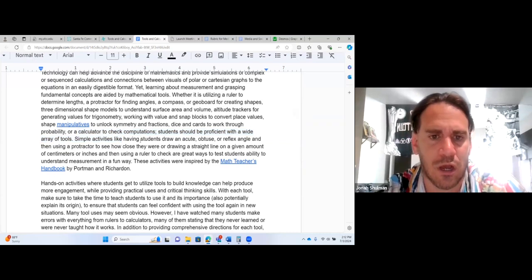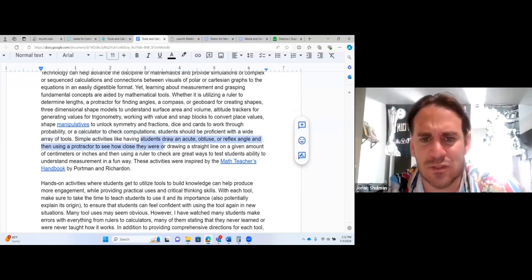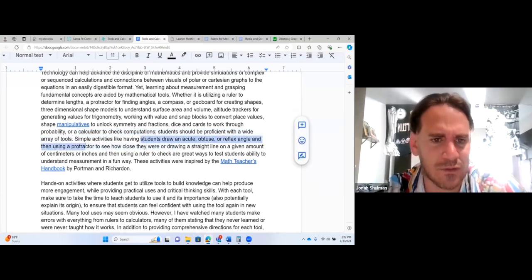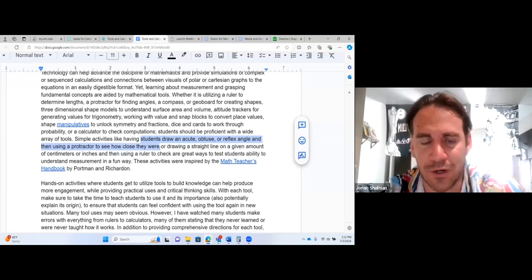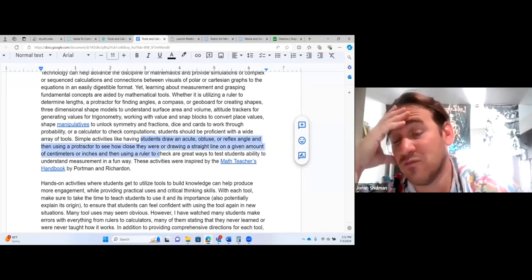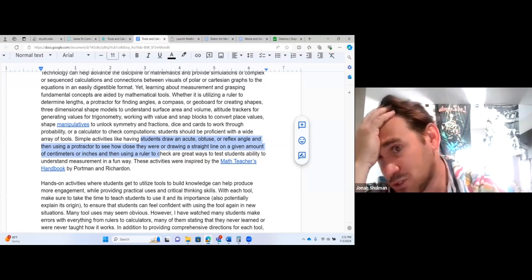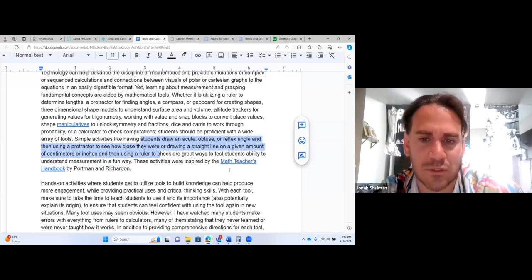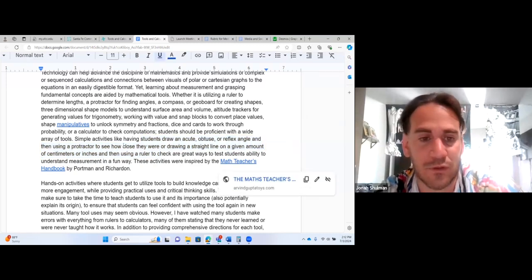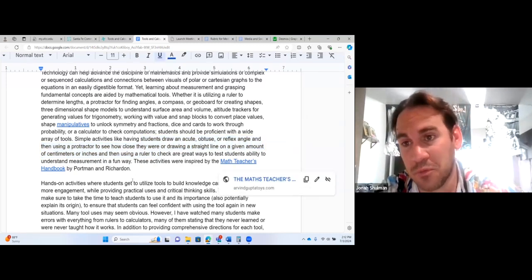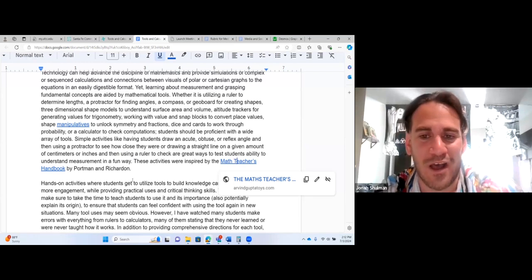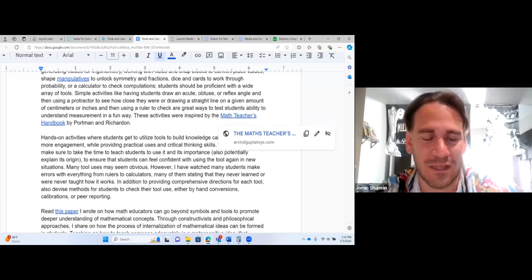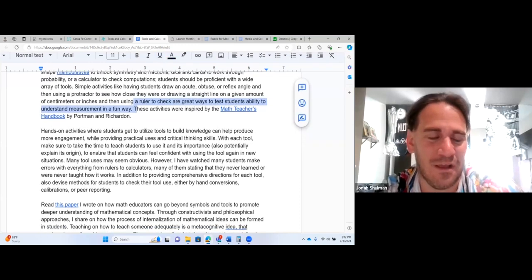So simple activities like having students draw acute, obtuse, or reflex angles, then using a protractor to see how close they were, or drawing a straight line. Oh, the other one is like, draw a straight line. Who can give me 3.2 centimeters? Have them all draw the line and measure them. I was inspired by the Math Teacher's Handbook for those, which I thought was great. I'm always going to shout people out because I'm trying to make a handbook myself for people who do it better. So they gave me the idea for the ruler one.